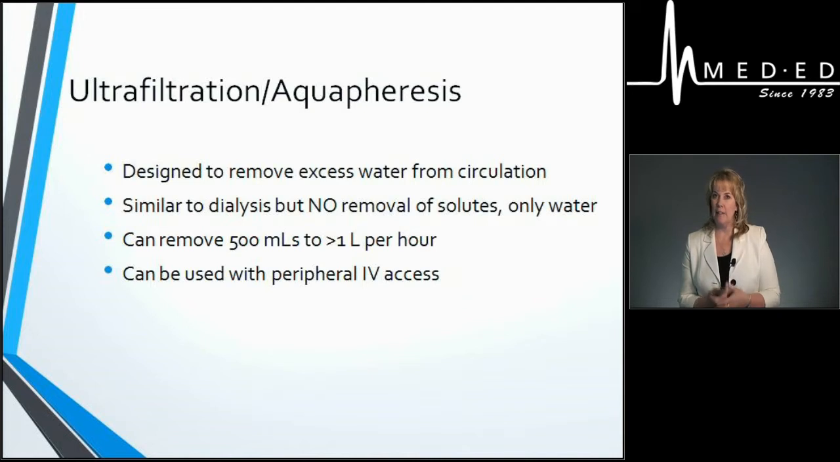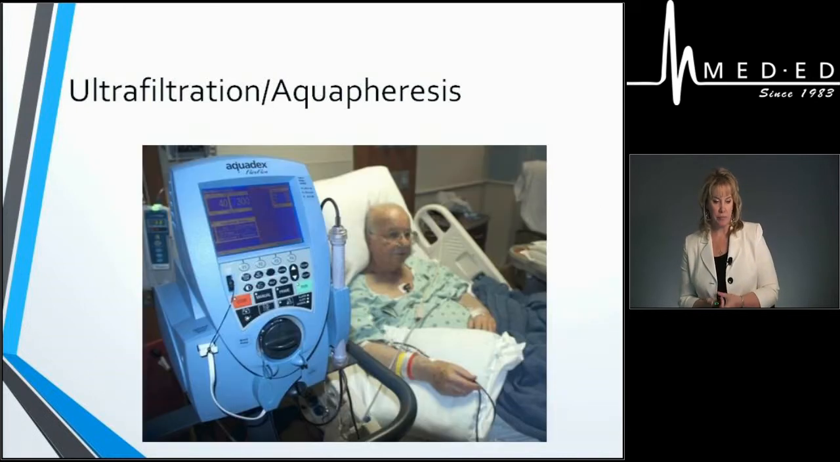And depending on the device that's used or the equipment that they have, anywhere between 500 mLs to a liter an hour can be removed. So again, it's short-term therapy to help during an acute exacerbation. We pull off that extra fluid. And the other nice thing is that it can be run off of a peripheral IV access, so it doesn't require a special tunneled cath or invasive catheter to be able to perform this type of procedure.